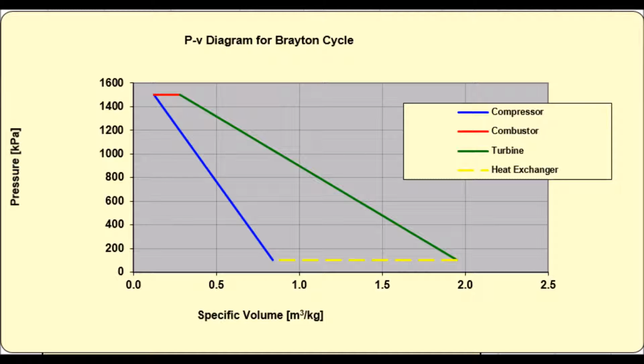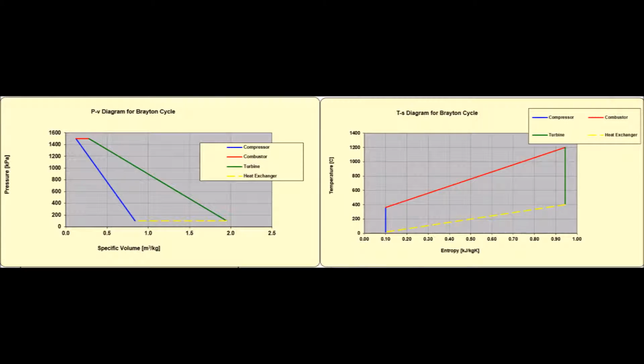In the turbine, the air expands, dropping the pressure and increasing the specific volume. The heat exchanger is a second isobaric stage, where the pressure remains the same, however the specific volume decreases. Here we have the specific volume versus pressure and entropy versus temperature graphs lined up next to each other.